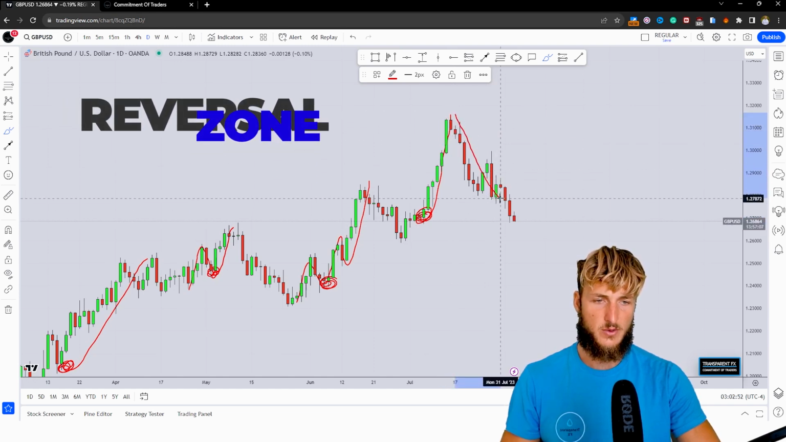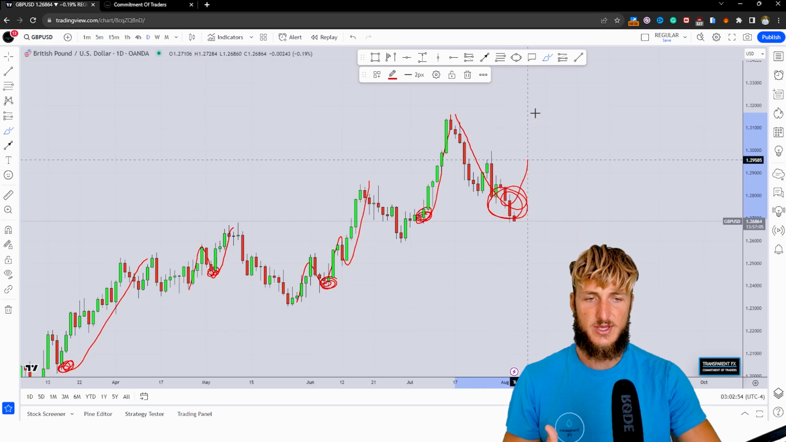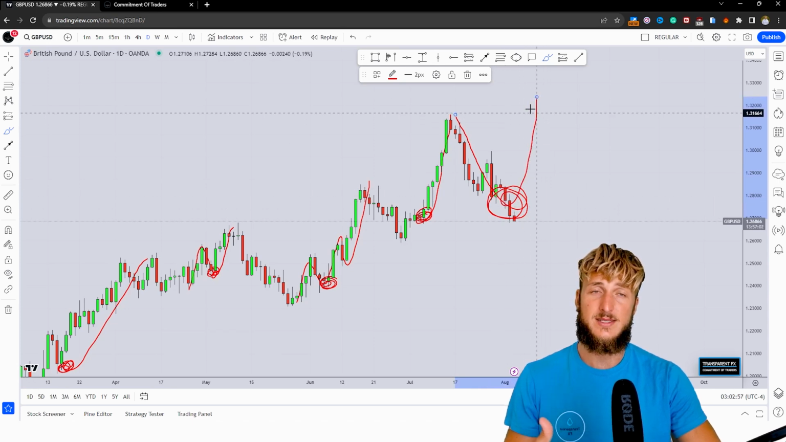After that, we had the correction, and it's been quite a while that I have been speaking about the fact that a reversal higher is definitely a possibility.